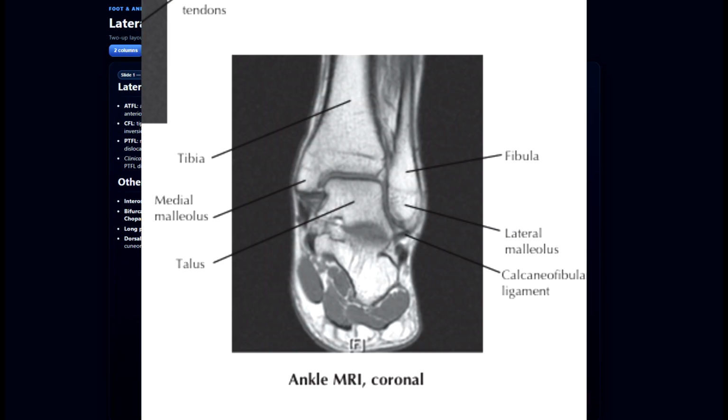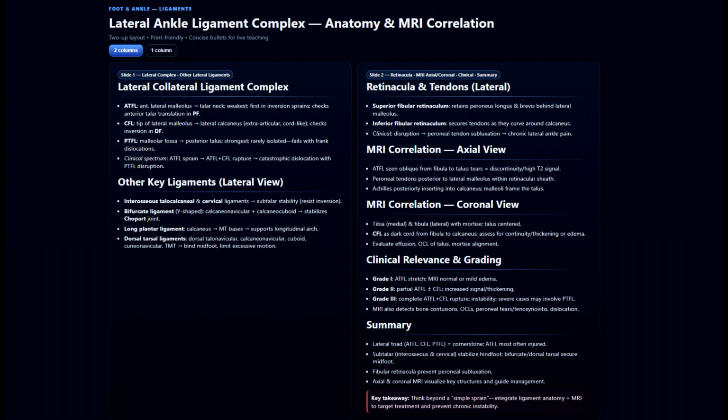Grade 1 sprain: stretching of the ATFL, often normal on MRI or with minimal edema. Grade 2 sprain: partial tear of the ATFL, sometimes with CFL involvement, seen as increased signal and thickening on MRI. Grade 3 sprain: complete rupture of the ATFL and CFL with instability of the ankle. In severe cases, the PTFL may also be disrupted.